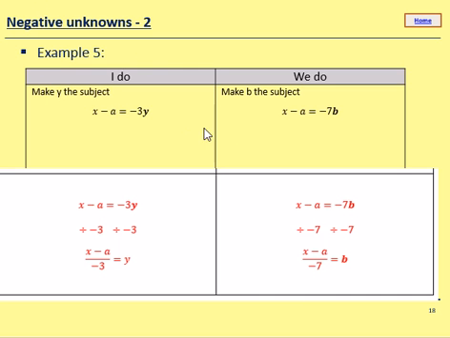Okay, so for the we do, you should have simply one step: divide by negative 7 to get an answer of x take away a divided by negative 7 equals b.